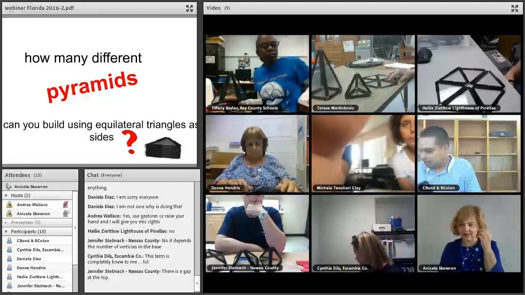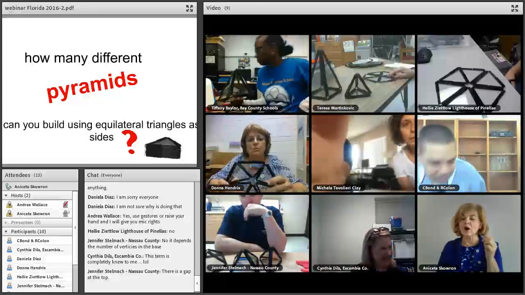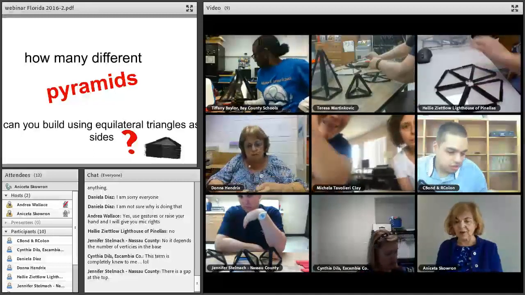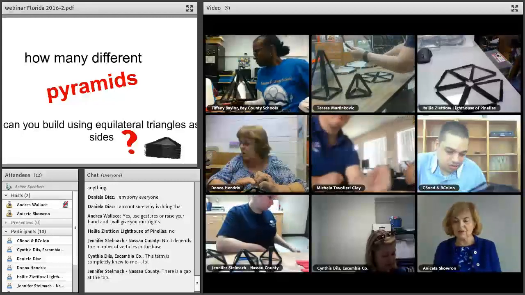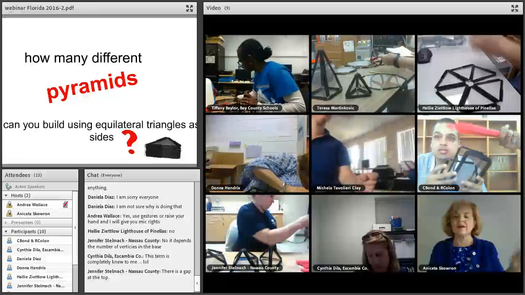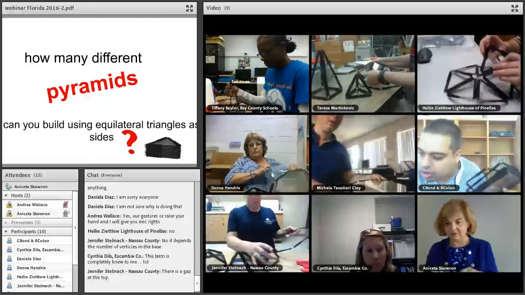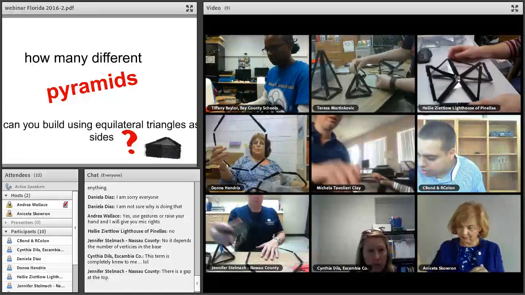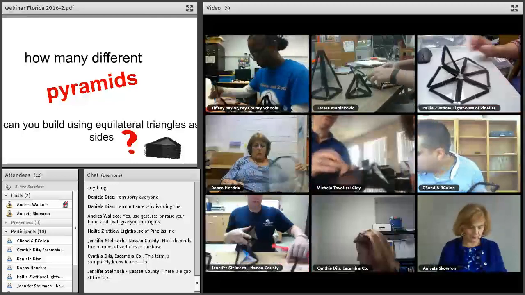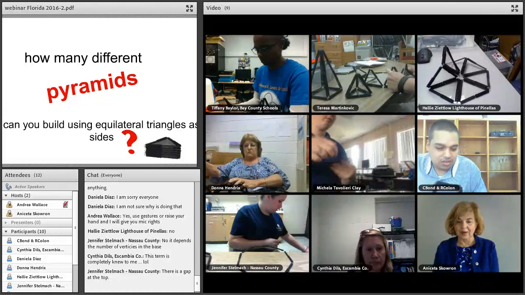Now, just to make it a little bit more visible, could you build me a pyramid using an octagon and equilateral triangles? You have an octagon in your pouch, in your big bag, so use either the octagon or the decagon, the big one, and use equilaterals and try to build a pyramid and see if you can do this. With equilateral triangles.